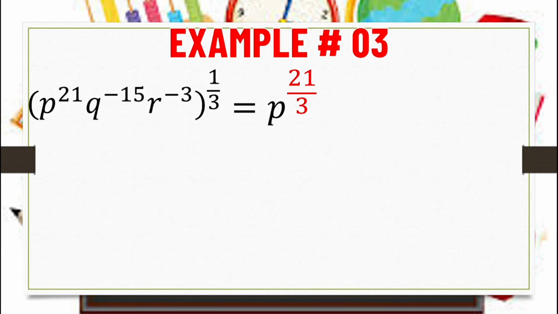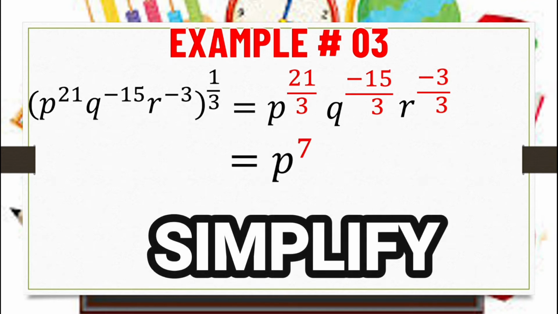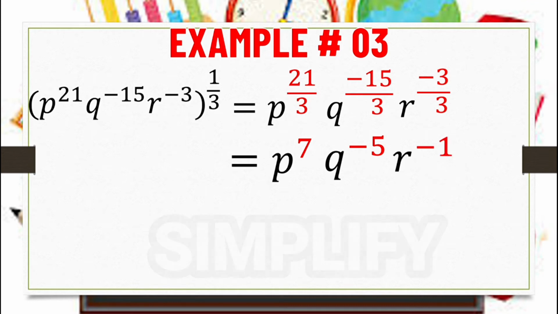While q raised to negative 15 raised to 1/3 leads us to a result of q raised to negative 15 all over 3. And r raised to negative 3 raised to 1/3 will have a result of r raised to negative 3 all over 3. First, let us simplify 21 over 3, and that is 7. Simplifying negative 15 over 3 leads us to negative 5. And negative 3 over 3 is negative 1.